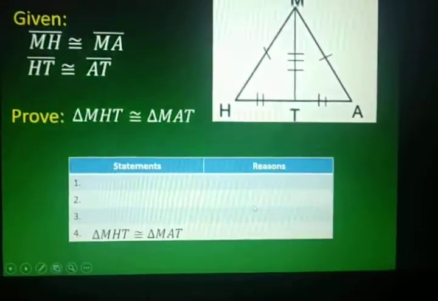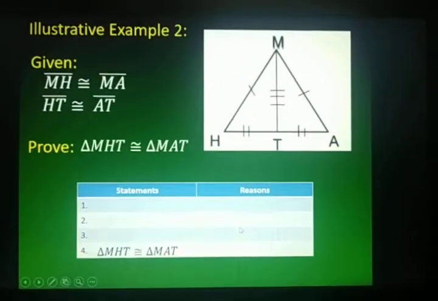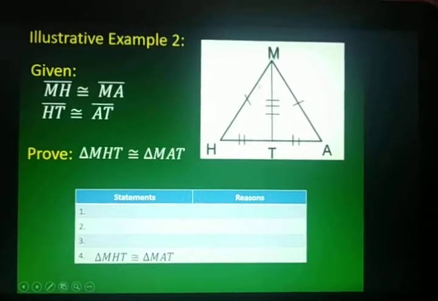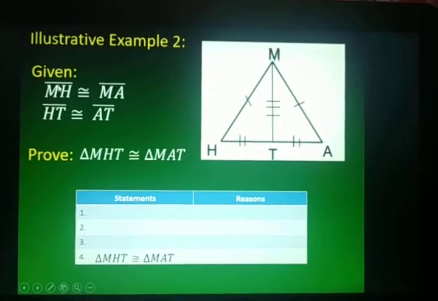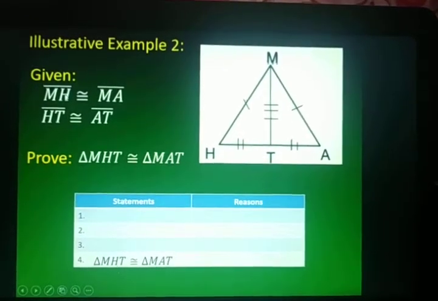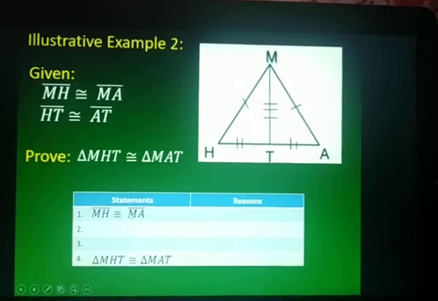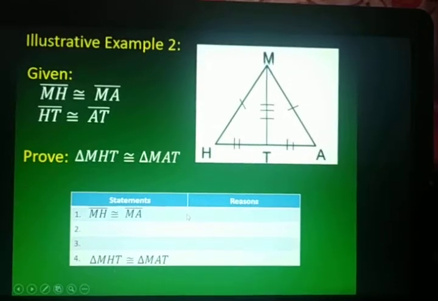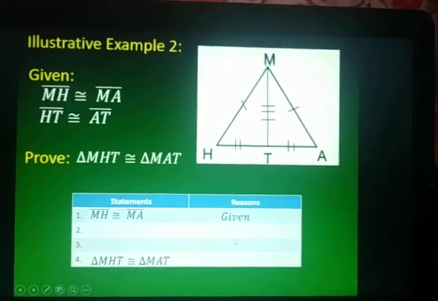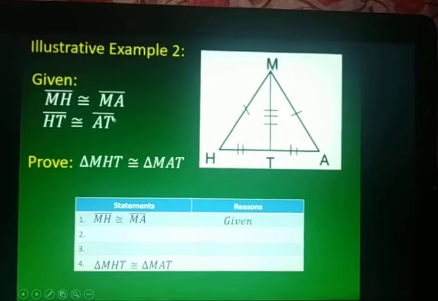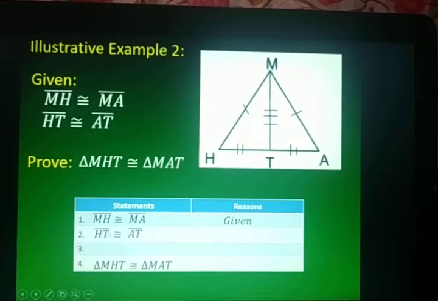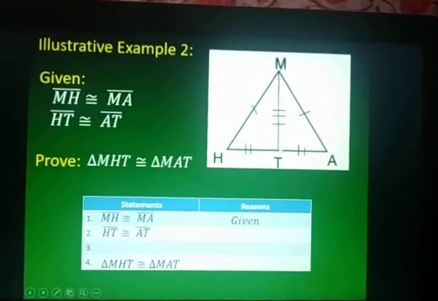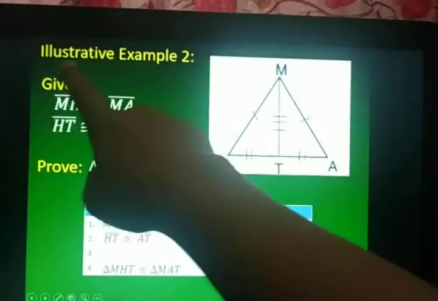Again, you will have your two-column form of proving. Okay, statement 1, let's get it from the marked parts. The first marked part is your first given also. Line segment MH is congruent with line segment MA. Where did I get that? From the given, and so the reason is given. Next, another marked part and is given already. Line segment HT is congruent with line segment AT. Here. I am basing on the marked parts. And so the reason is given because it's already stated in the given.